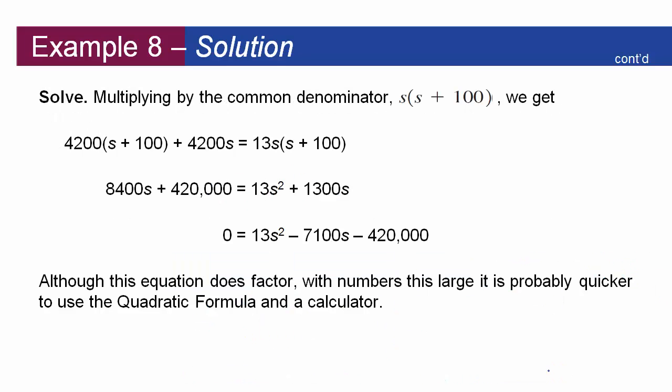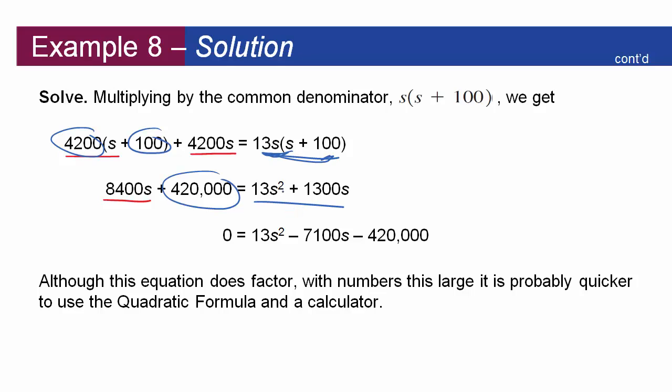All right, so here's where we're at. Now we do a little math. We distribute the 4,200 times the S plus 100, and this gives us 4,200S plus 4,200S gives us 8,400S, right? Then we do 4,200 times 100, and there's 420,000. Then we do this distribution, and we get 13S squared, and then 13S times 100 is your 1300S.